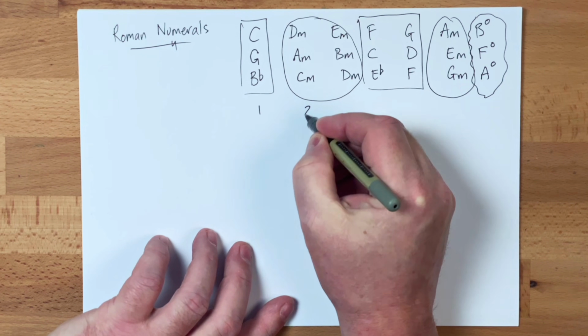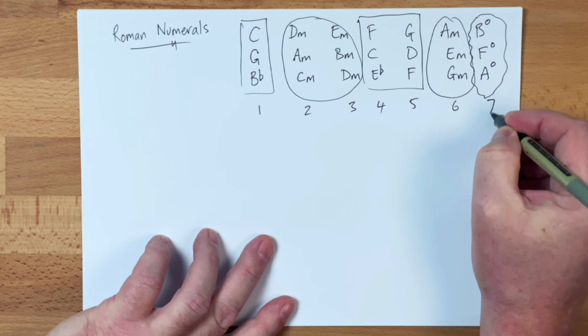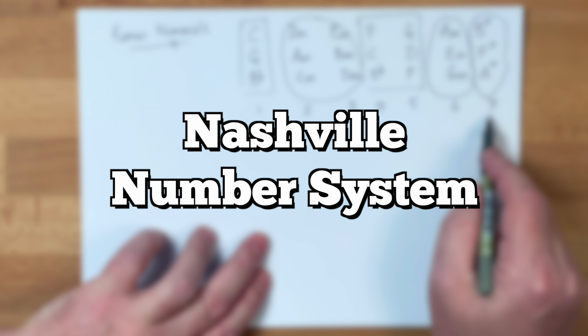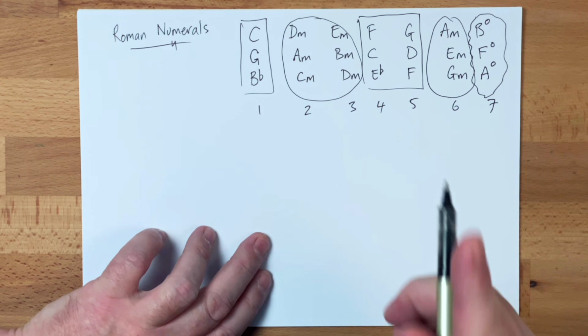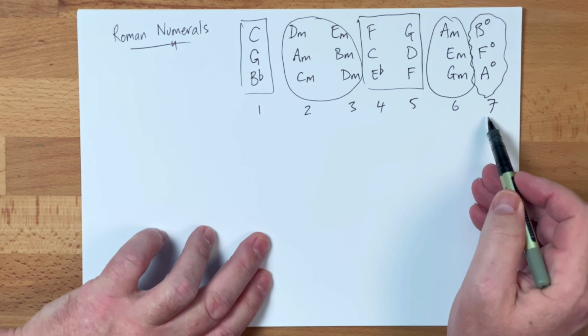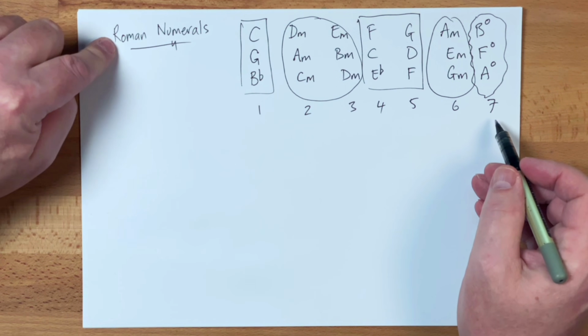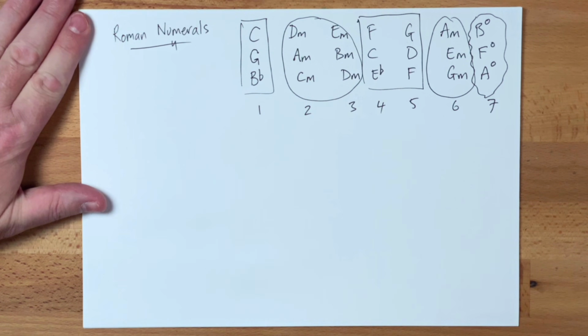Now if I did ordinary numbers, we would have 1, 2, 3, 4, 5, 6, and then 7. And this also ties into something called the Nashville number system. I'll do that in an upcoming video where I delve into that separately. But for now, we've got these numbers here. These are Arabic numbers, and the way that we want the numbers, we want them in the Roman format, because with the Roman numerals, we can show the tonality.